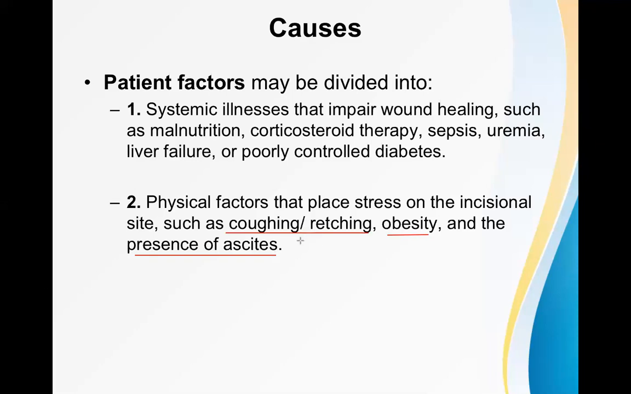And ascites. Ascites is a rich culture media for bacteria. Ascites increases the intra-abdominal pressure. It will push the anterior abdominal wall outside. So many important points are there.